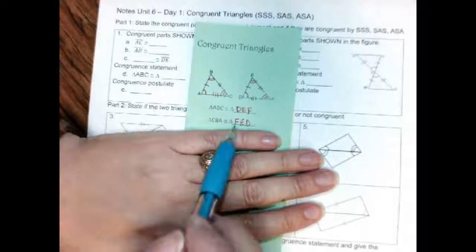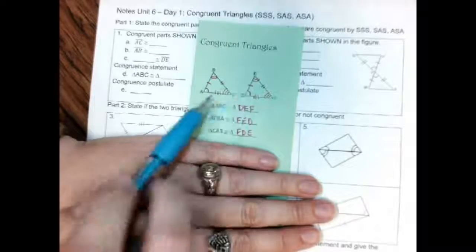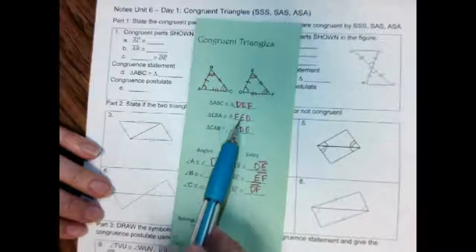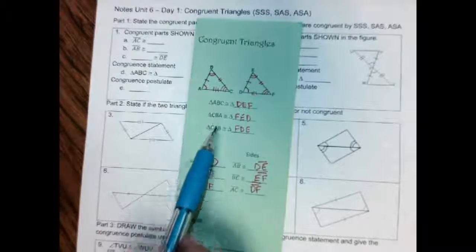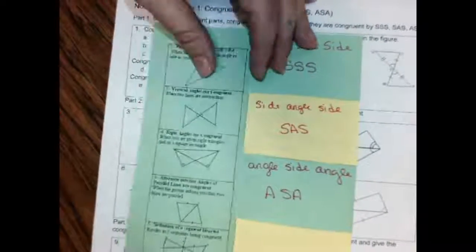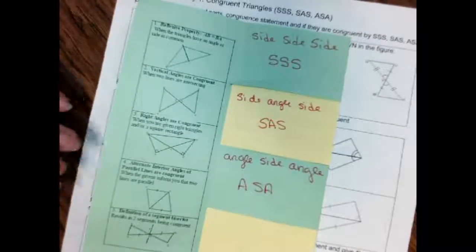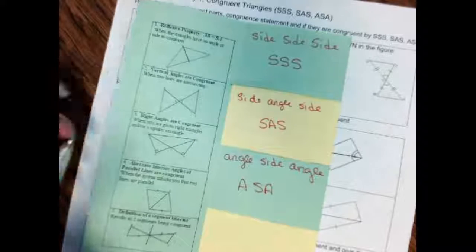So that would be FED. And if I did CAB, C goes with F, and so on. I'd have to make sure that these match up with the same letters here that they go with. Now, if you open up the front page here, these are our 3 congruence postulates that we're going to be using in our notes today. Take a minute, pause the video, copy these down.